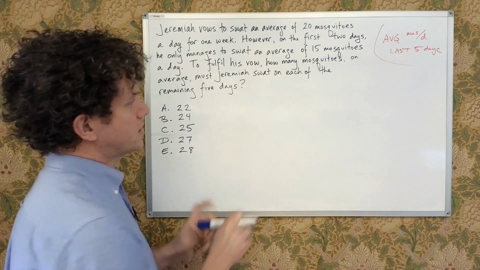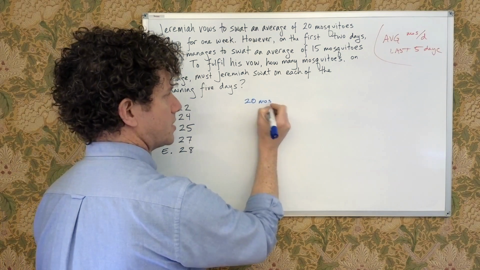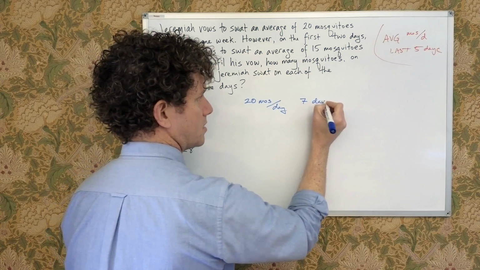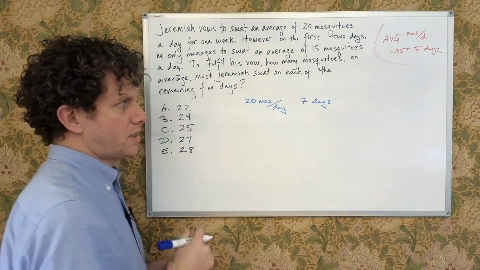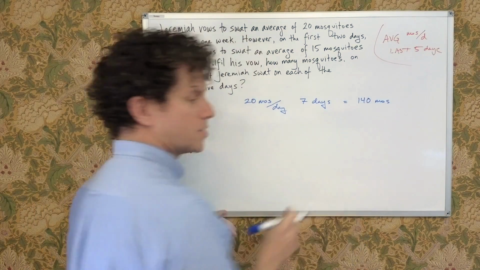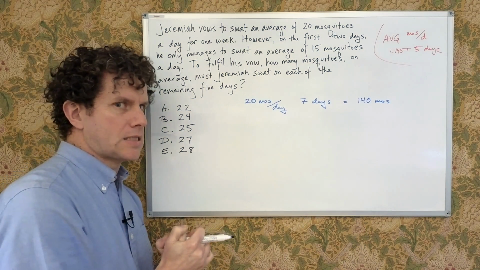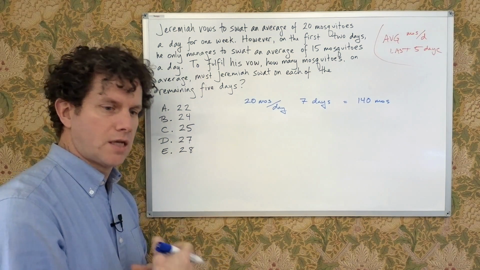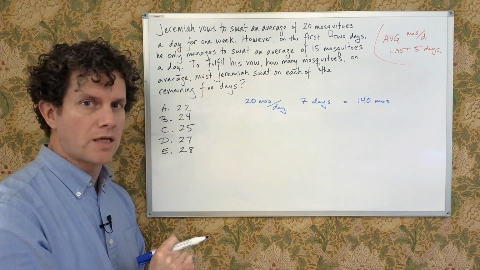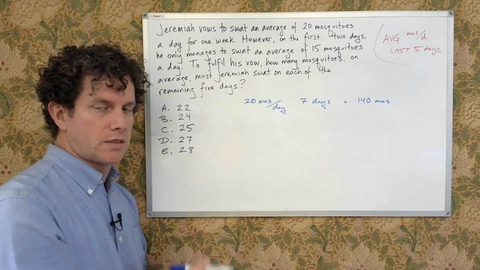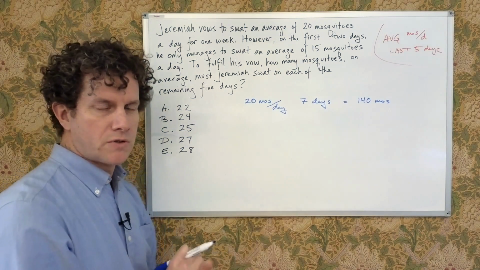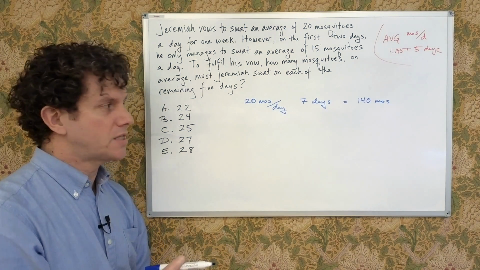Jeremiah's plan was to swat 20 mosquitoes per day for 7 days. That means that by the end of the week, he was going to swat 140 mosquitoes. And if he swatted them all on the first day and didn't swat any for the next 6, well, that would still be 140 over 7, 20 a day. He could swat exactly 20 every day. That would be 20 a day. It doesn't matter how he gets there. If he swats 140 mosquitoes, he will meet his goal.